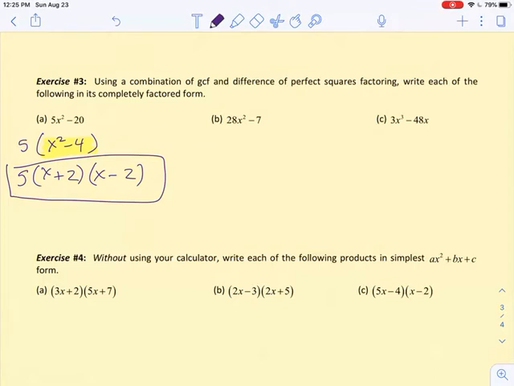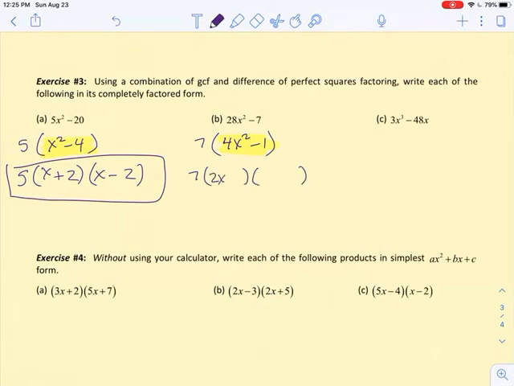B, same thing, try and find the greatest common factor. That's always step 1 in factoring. See if there's a greatest common factor. So 28x squared minus 7. Well, both of these are divisible by 7, so 7 is my greatest common factor. When I divide by 7, I'm left with 4x squared, and 7 divided by 7 is 1. And now this expression in the middle, 4x squared minus 1, is the difference of two perfect squares.